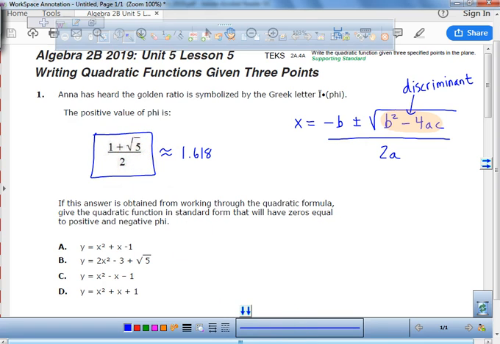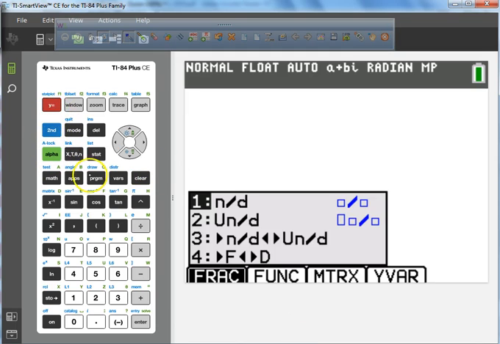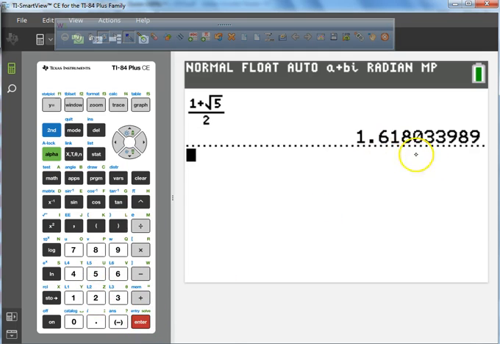Let's go to our graphing calculator and show you how I got that. We're going to hit alpha y equals enter. We're going to do 1 plus the square root of 5 all over 2. We're going to press enter. And that's the golden ratio. If you Googled it, so what's the golden ratio? That's what would pop up. So that's called phi.